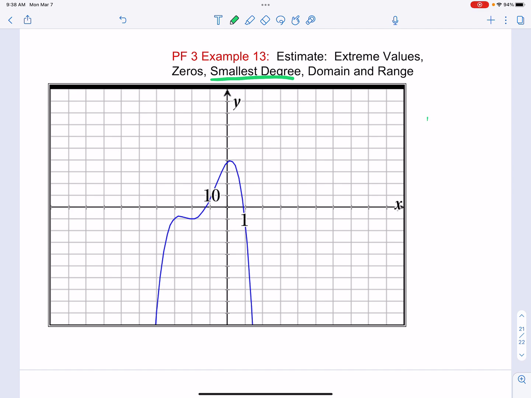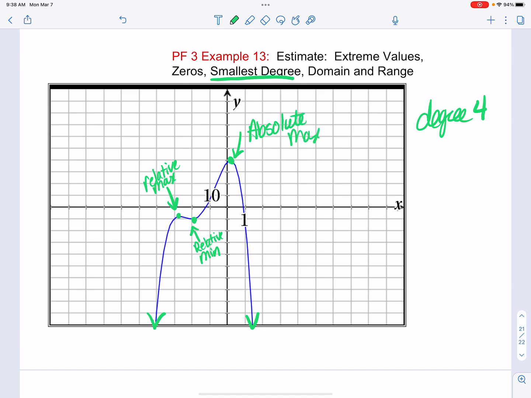This is definitely a degree 4. It could be a degree 6. We don't know where your imaginaries are. It could be a degree 8, because it's going down at the end, so it's got to be even. I definitely know it's not a degree 2 because I have a relative max right here. I have a relative min right there. And I have an absolute max right here. Okay, so those are my extreme values.